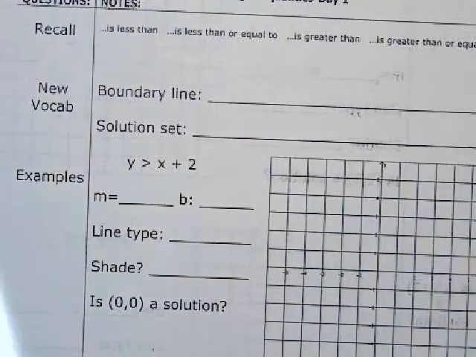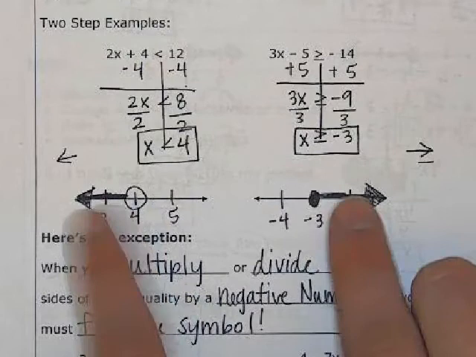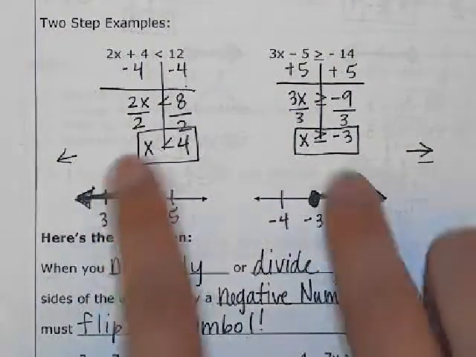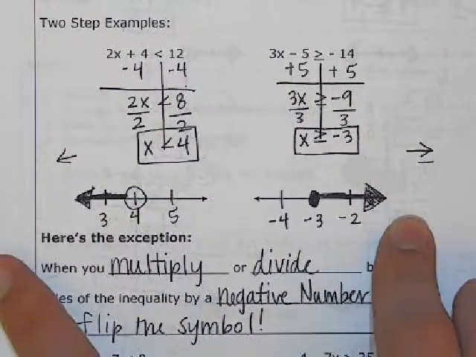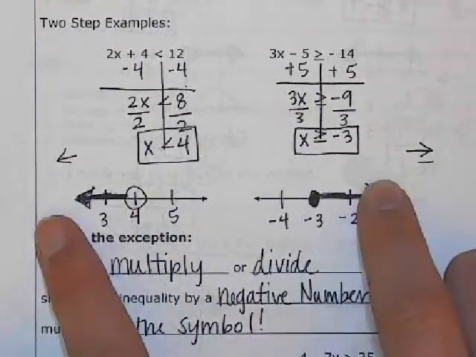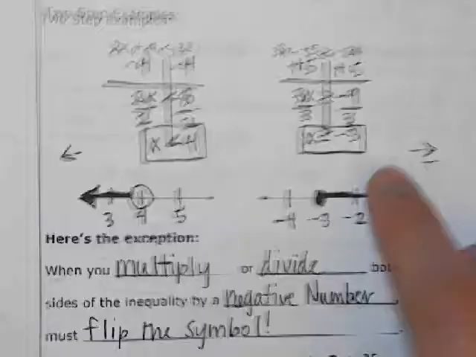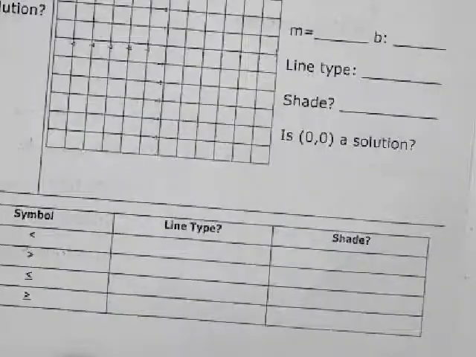Now, look here. Remember how we shade? Remember how we shaded? Anytime you have these symbols, you have to shade. We're going to be doing not the exact same thing, but we're going to be shading on your graph. So what I want you to do first is turn this over to the very back bottom, right here.